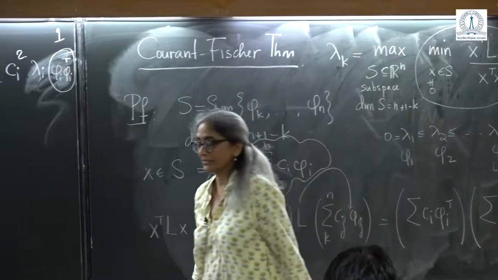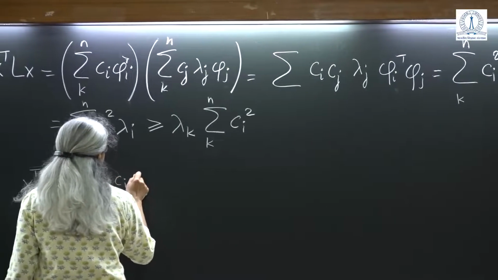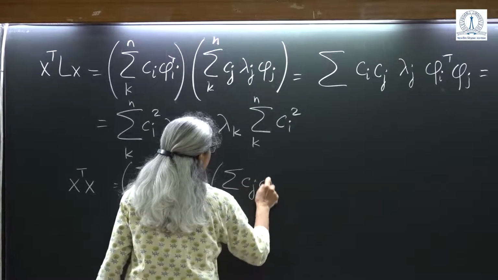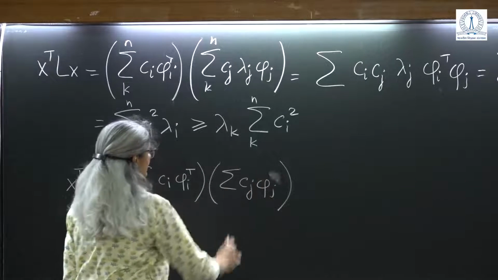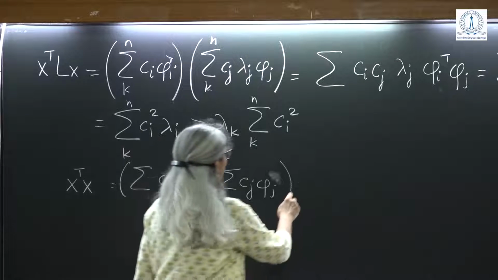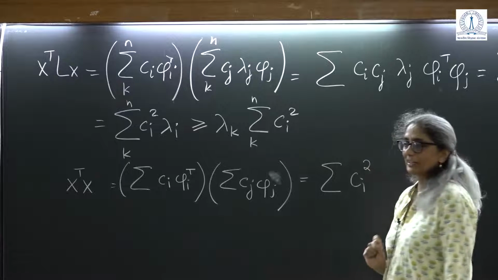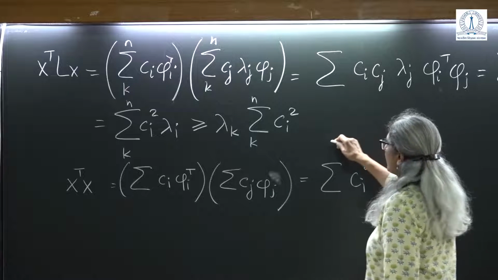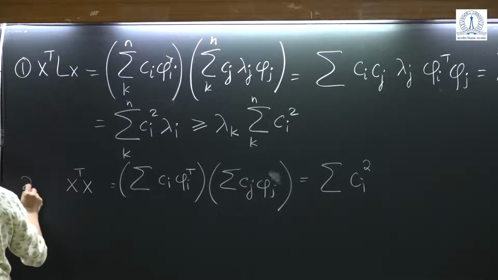Do you see what that'll come out to? So this is the sum of Ci phi_i transpose times the sum of Cj phi_j. No transpose, correct? Okay. So what is this? Ci squared. So the only thing that will survive is this. Okay? So then what happens to our Rayleigh quotient? We have this first piece, and then we have this second piece.